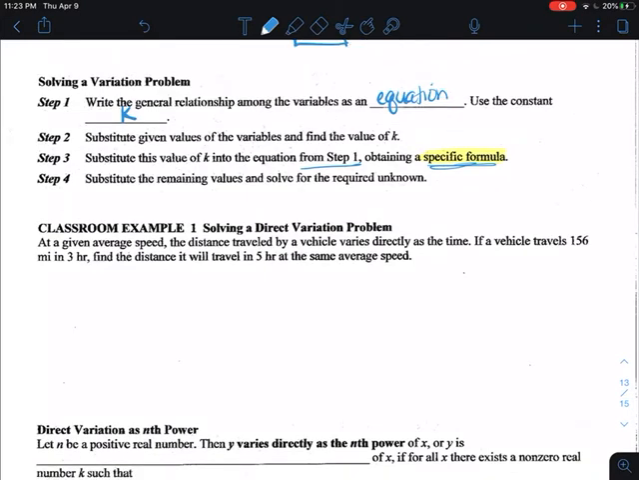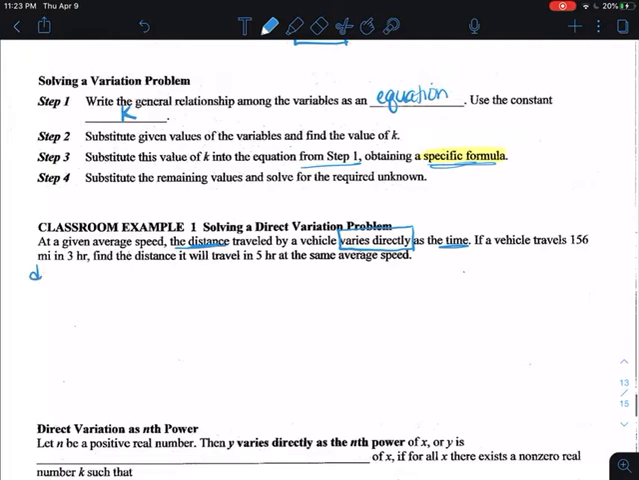So the first one says, at an average speed, the distance traveled by a vehicle varies directly. As soon as I see that, I'm going to highlight, you want to look out for words like this, varies directly. So what varies directly? The distance traveled by a vehicle varies directly as the time. So from the first sentence, I can get my first equation. I'm going to use d for distance and t for time.